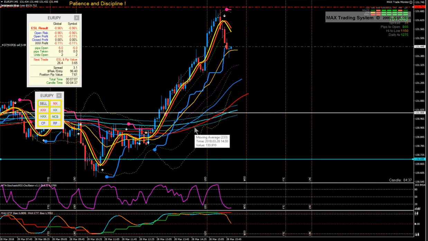I'm going to show you here a nuance we have with the MAX. Now that the trade is open, we have to pay attention to how to close the trade. For that we use exit criteria. We have several types of exit criteria.